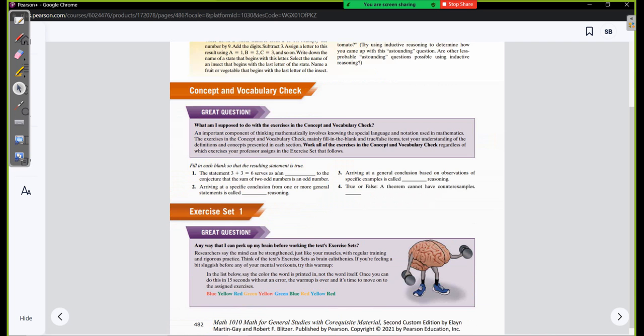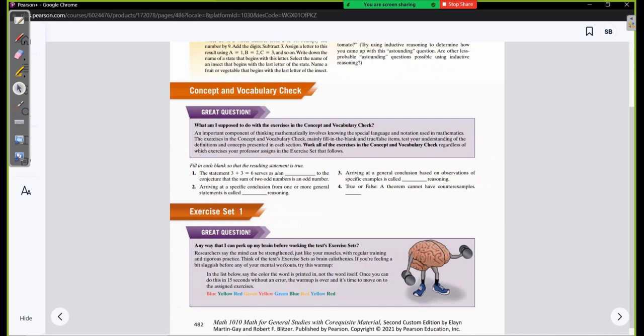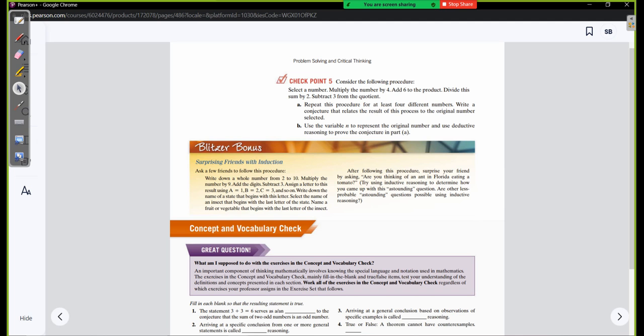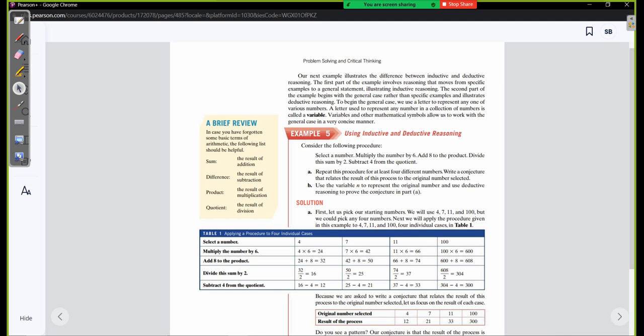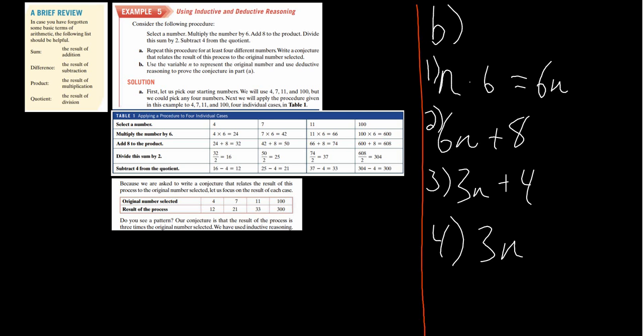Is that the end of the section? Shoot, that was. Okay. Well, that was fast. Okay, well that concludes chapter 7, section 1.